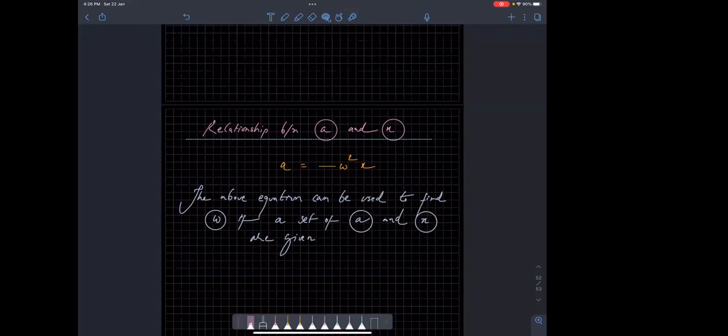But you cannot find the value of amplitude using this, even if he gives two sets of values of a and x. Can you find? Suppose he gives you x1, a1 and he gives you x2, a2. He's giving you two values. Suppose he gives you two sets of values.